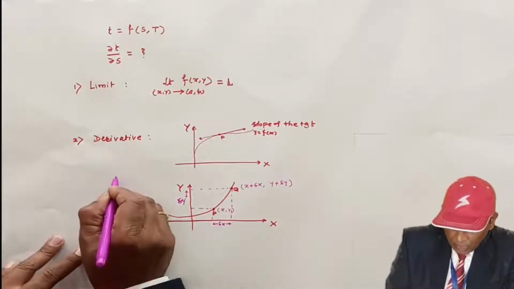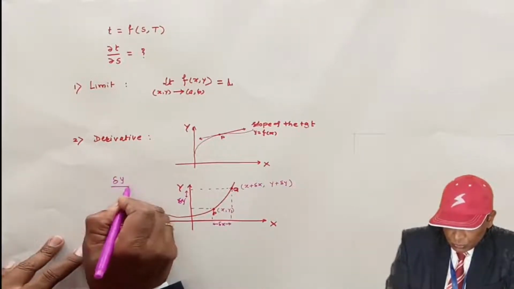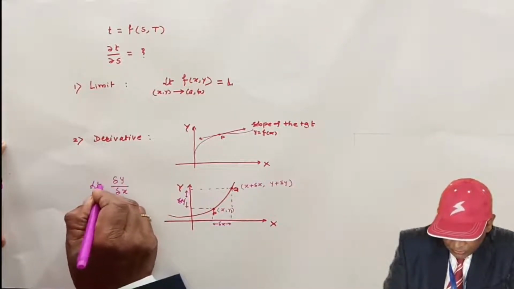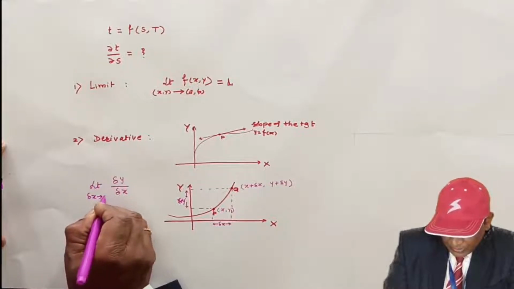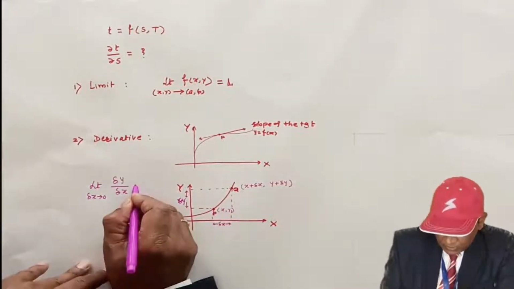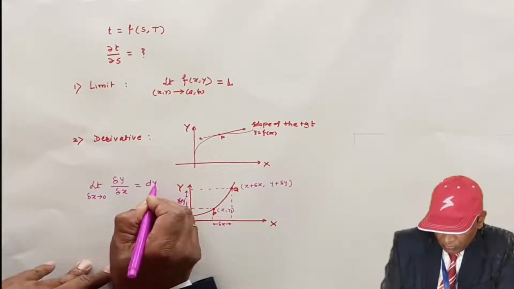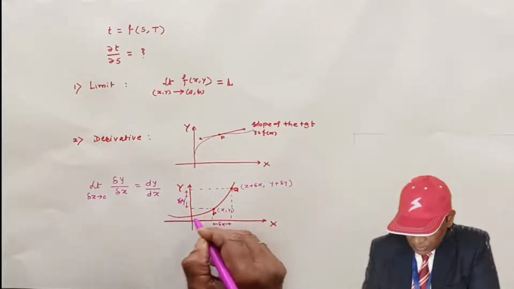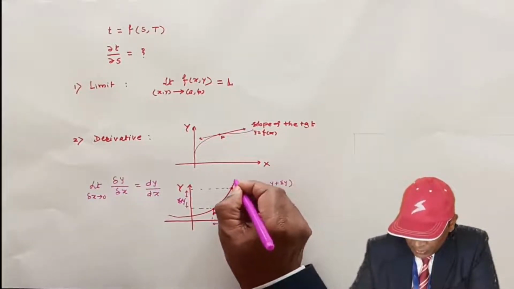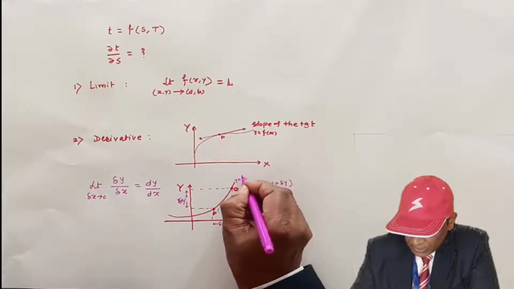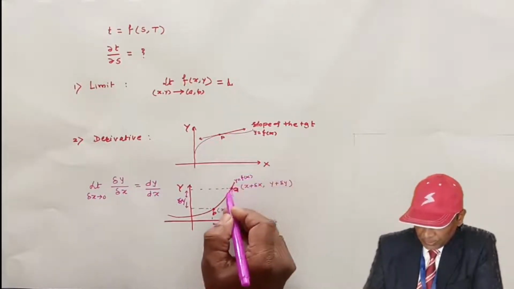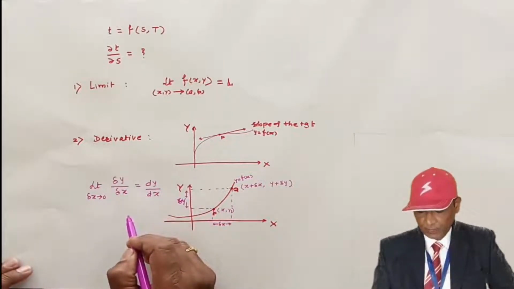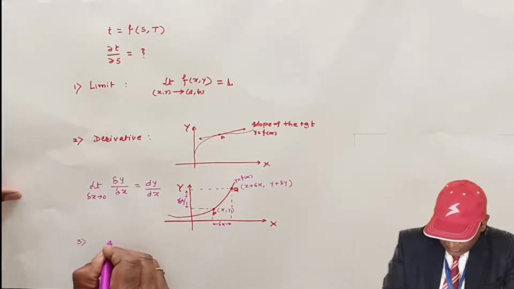What I am going to do is take the ratio of delta y and delta x, and the limiting value of this ratio when delta x becomes 0. This is what is called the derivative of y with respect to x. This is the derivative of the curve y = f(x). The derivative of this curve at the point P is dy by dx. Now, how do we calculate the derivative of x square?